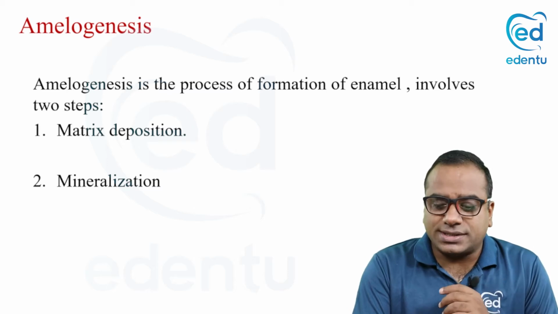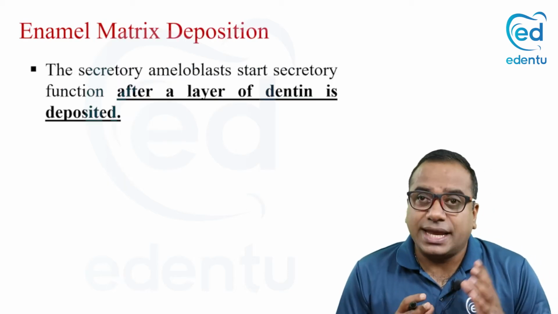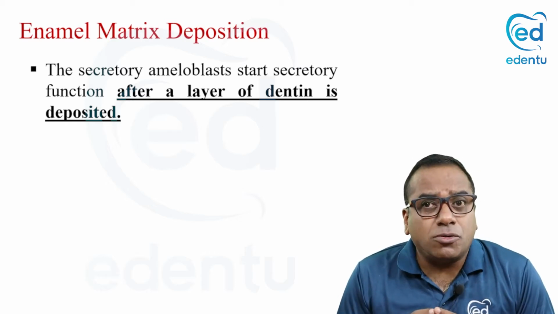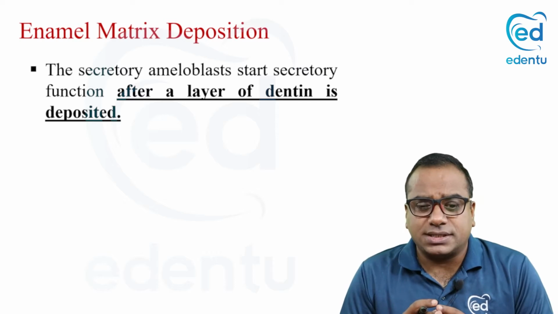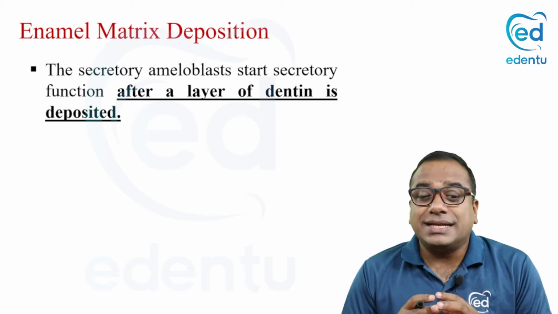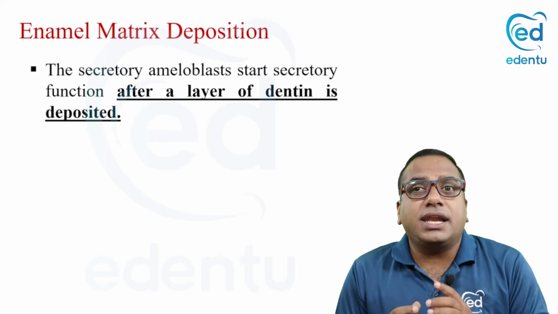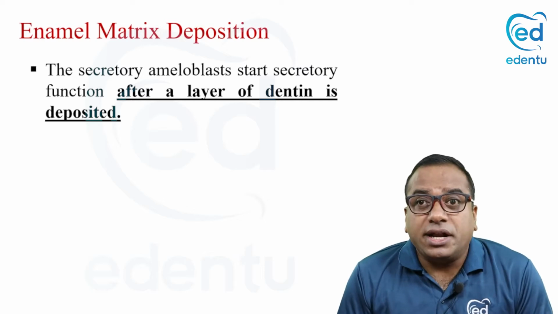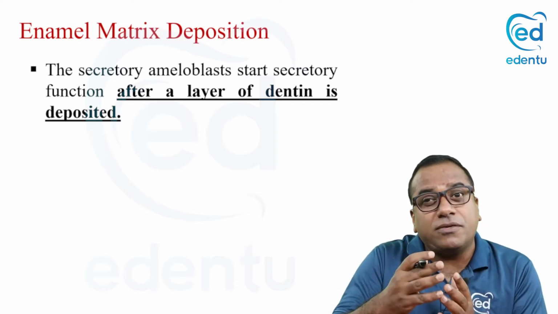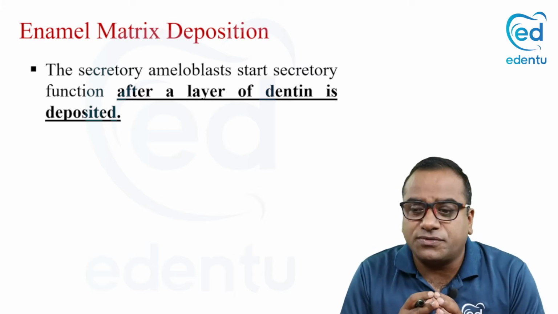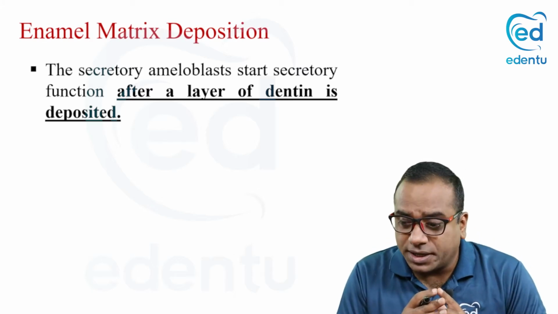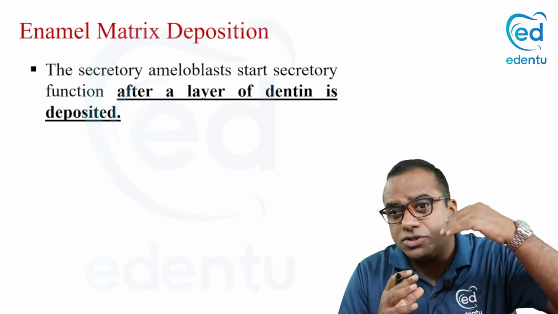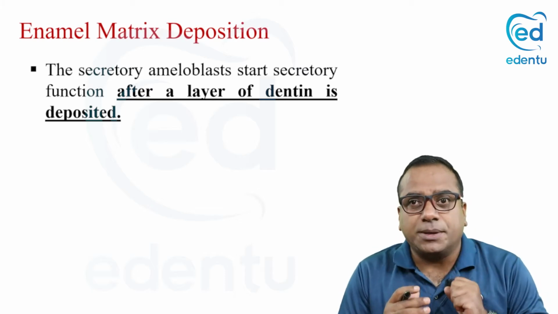So now let's come to the first step, that is matrix deposition, enamel matrix deposition. As in our life cycle of ameloblast, we have discussed the secretory ameloblast. The same secretory ameloblasts start their secretory function only after a layer of dentin is deposited. That is their reciprocal induction. They have mutual understanding. Enamel will be formed only if a layer of dentin is formed. So that is very much compulsory.